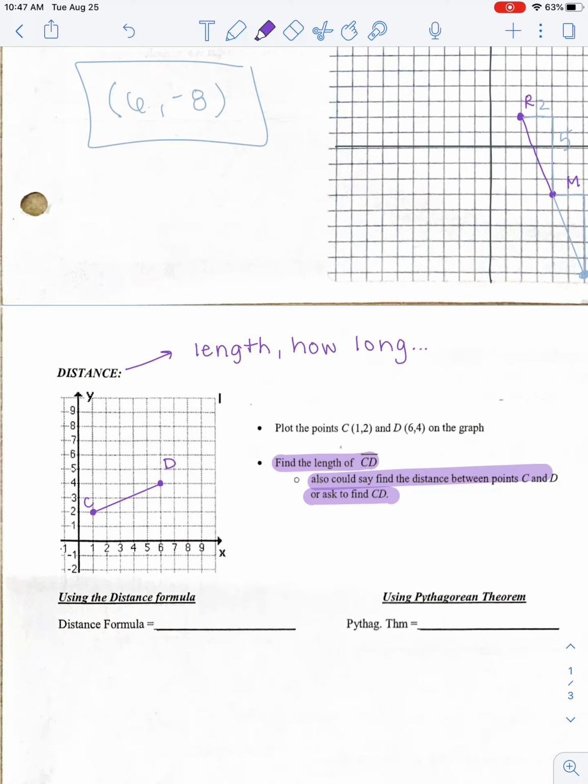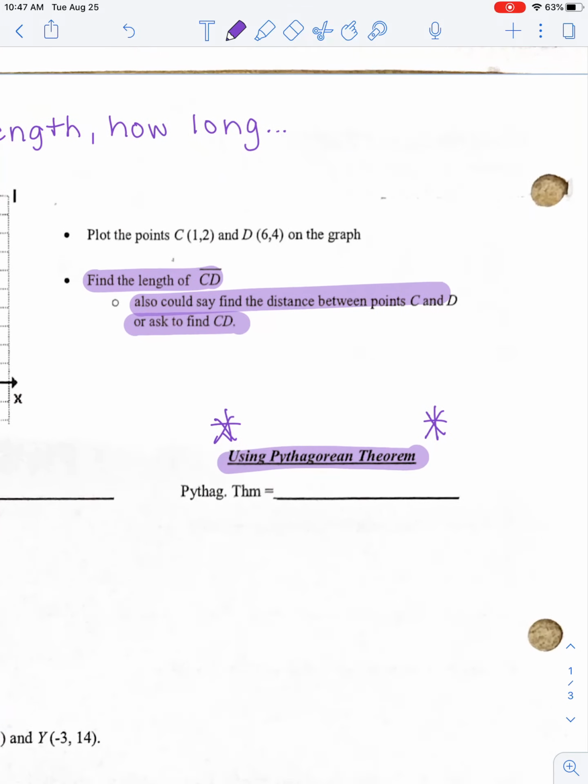Now there's two ways again. We have using the distance formula and using Pythagorean theorem. I'm going to tell you right now, my favorite is the Pythagorean theorem because A, it's a lot shorter, I think, and easier, and you have less chances to make mistakes in the math. So we're going to do this one first. I hope you probably saw this back in middle school. Pythagorean theorem is a squared plus b squared equals c squared, and we use this on triangles.